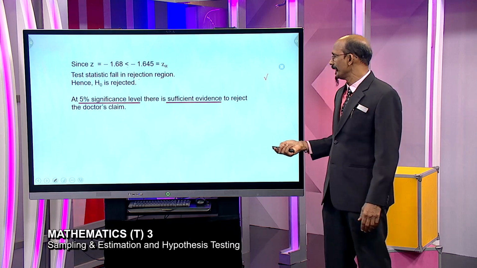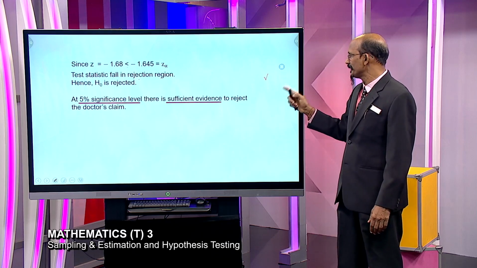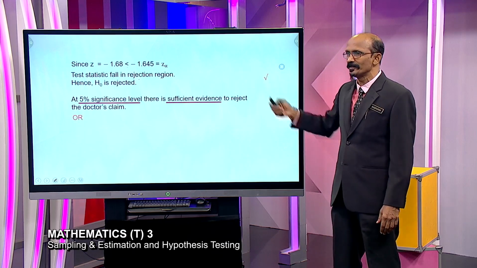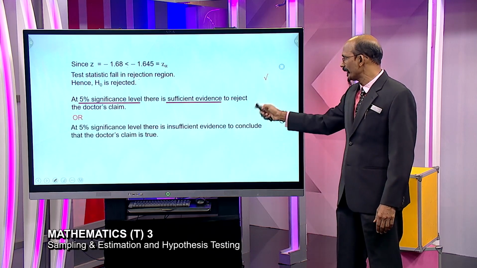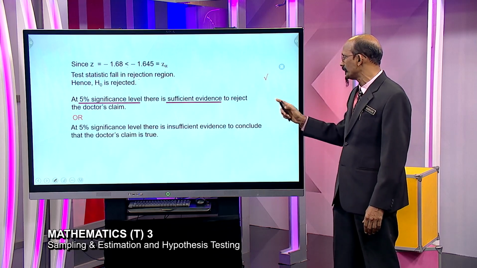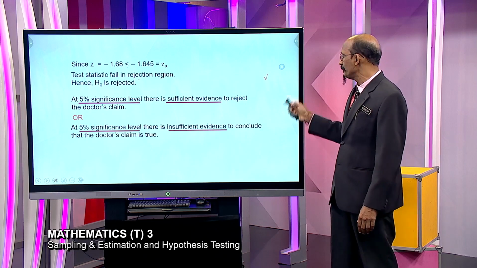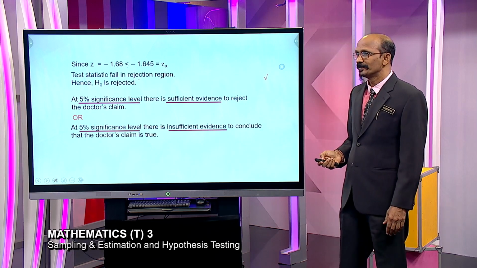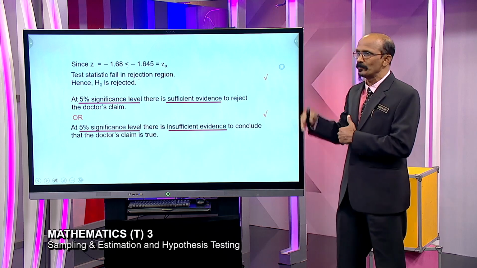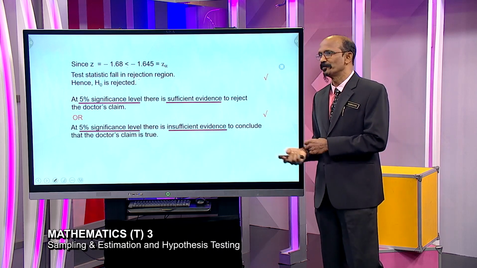So my conclusion is, at 5% significant level, there is sufficient evidence to reject the doctor's claim because H0 is rejected. Or you can write like this: at 5% significant level, there is insufficient evidence to conclude that the doctor's claim is true. Basically, we are rejecting the doctor's claim. So this is how you write the 6th step when you're answering an exam question. That's all, Sean, for this part.